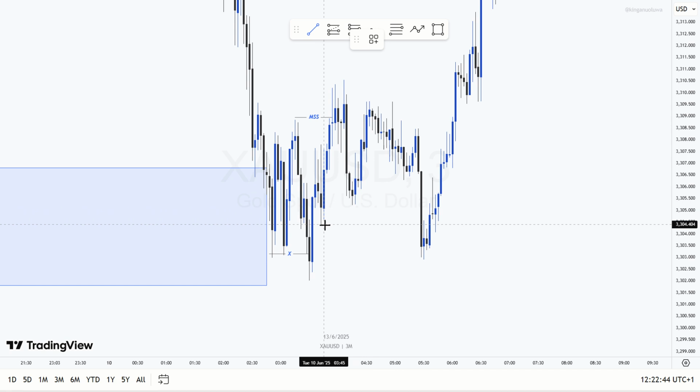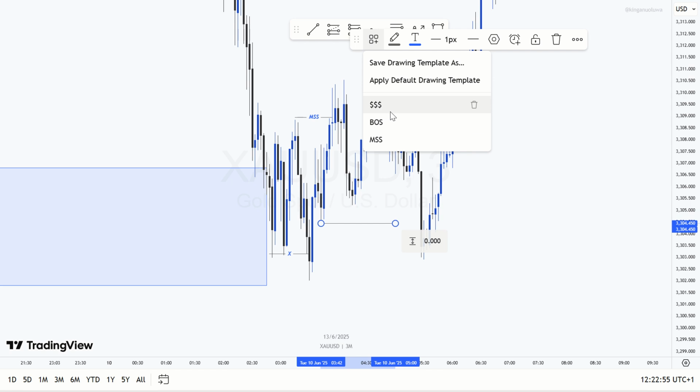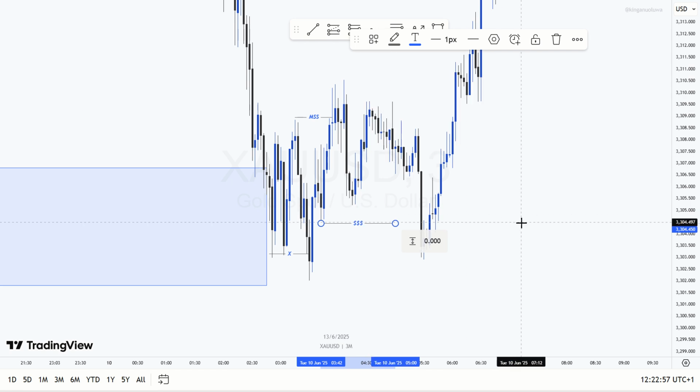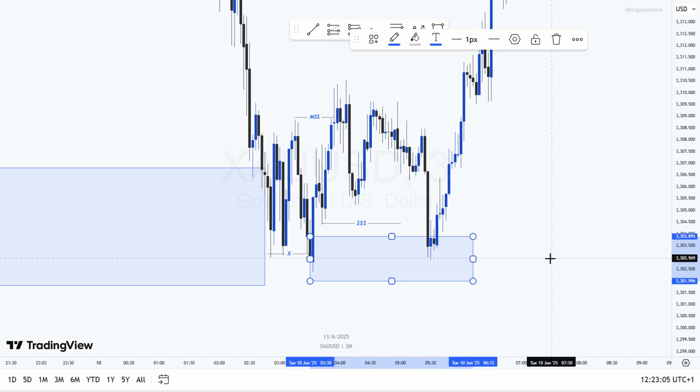And this is my liquidity. The pullback that fails, that did not touch the order block. It did pull back, so this is the pullback. This is my liquidity. And then this is my POI, this order block. This order block is my POI on the 3 minute time frame.